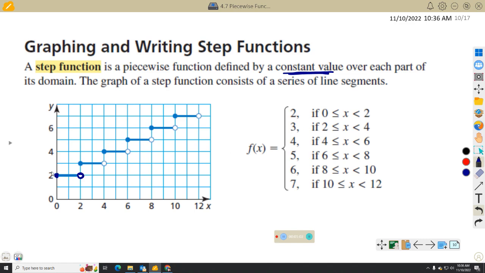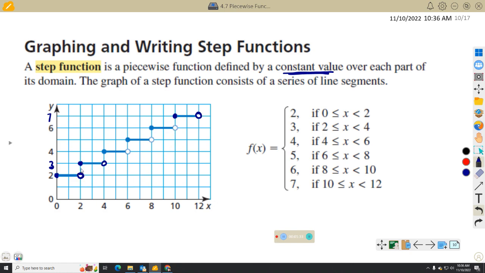It's 3, so y is 3 if x is between 2 and 4, and includes if x is equal to 2. So again, we have the solid dot on this side and the open circle on this side. And this continues all the way up to where y is 7 if x is between 10 and 12, and includes if x is equal to 10.